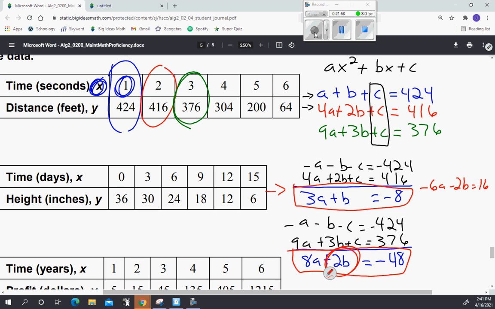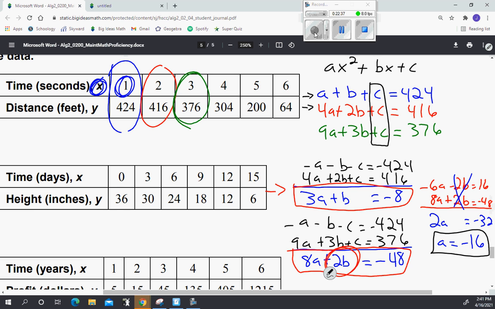Okay, bring that bottom equation up, we get 8a plus 2b equals negative 48. And solve. B's cancel out. We're left with 2a equals negative 32. So a is equal to negative 16. Okay, I solved for a.